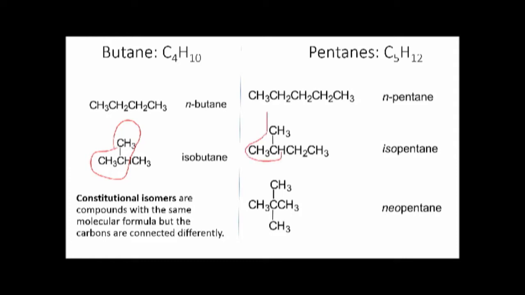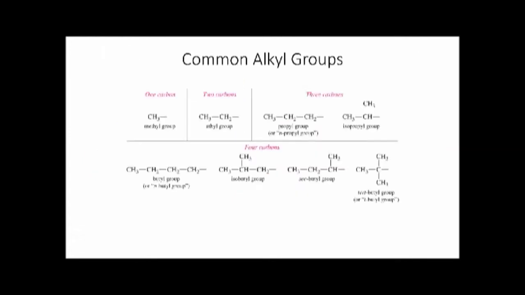You may see through this that I always relate iso with this particular thing. It looks like a triangle there, or in Malay we call it simpang tiga. So when you see a simpang tiga like that, it is an iso, while neo is centralized. Okay, so this is the common alkyl group.